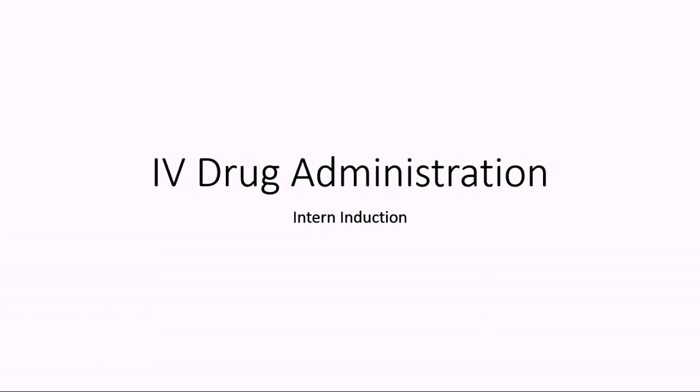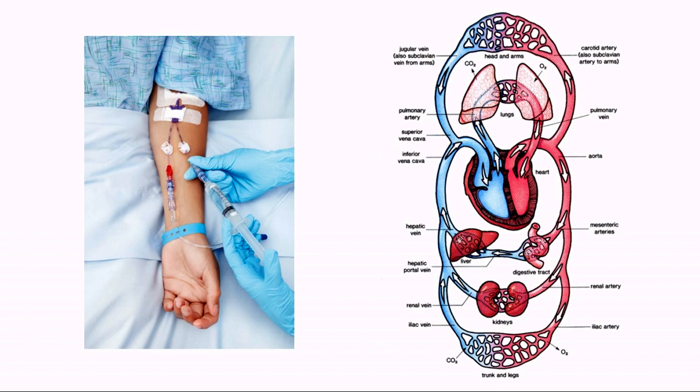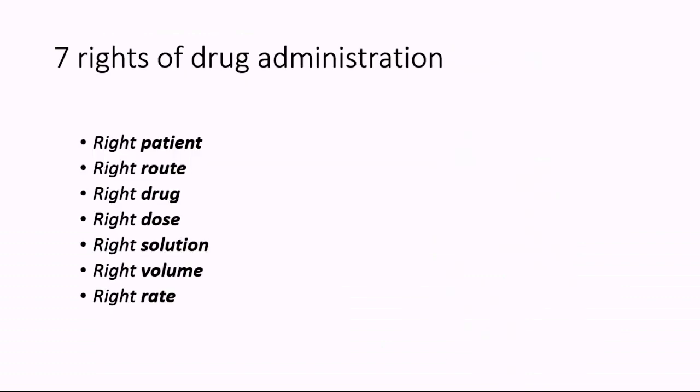To ensure that we correctly administer IV drugs, we use the 7 rights of drug administration. These include right patient, right route, right drug, right dose, right solution, volume, rate. I will describe the application of the 7 rights of drug administration to the administration of 3 drugs, firstly amoxicillin, then clarithromycin, and then metronidazole.